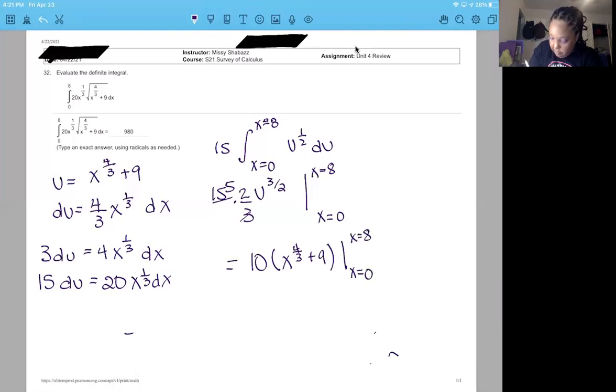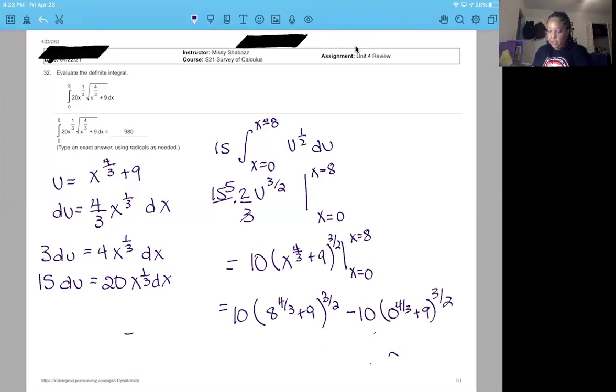All right. So let's plug in 8 first, so 8 to the 4/3 plus 9, to the 3/2, minus 10, 0 to the 4/3 plus 9 to the 3/2. All right, so 8 to the 4/3 means take the cubed root and raise it to the 4th power. So the cubed root is 2, raise it to the 4th power is 16. If I add 9 to it, that gives me 25.